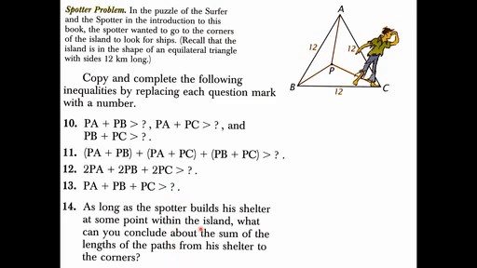As long as the spotter builds his shelter at some point within the island, what can you conclude about the sum of the lengths of the paths from his shelter to the corners? Here are the paths, PA, PB, PC, and here they are, PA plus PB plus PC. So what can you conclude about the sum of those lengths?